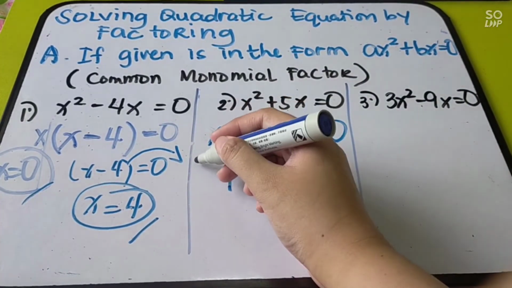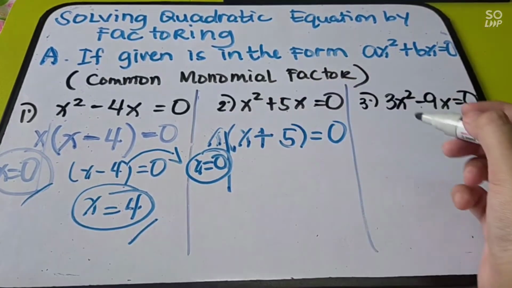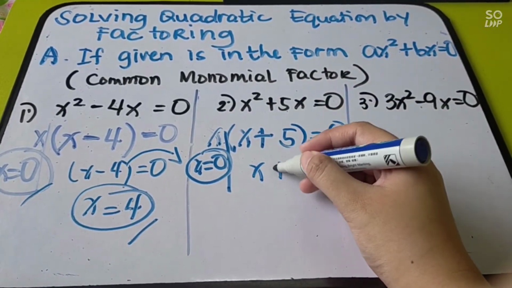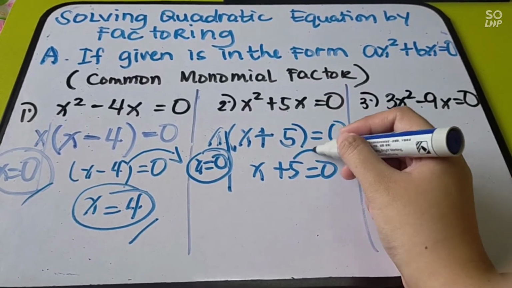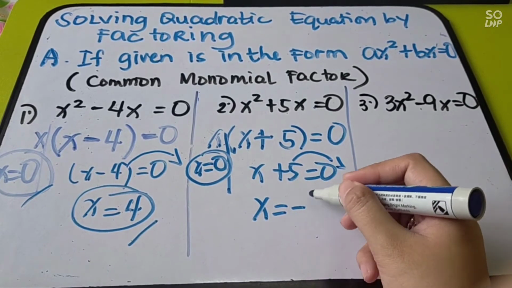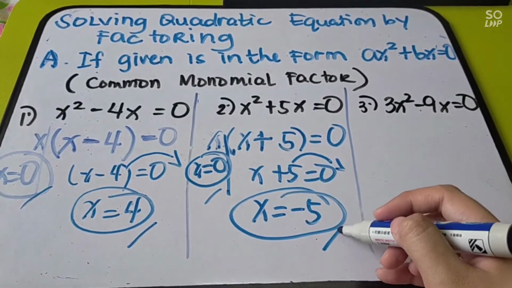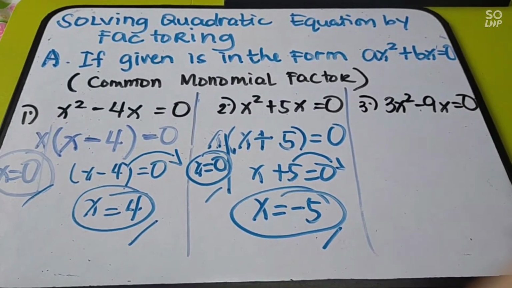So since we have here x, x equals to 0. So this is now your first x. The next one, x plus 5 equals to 0. Just transpose 5 to the other side. So the answer is x equals to negative 5. We're done. So your answer here is 0 and negative 5. Is it clear?